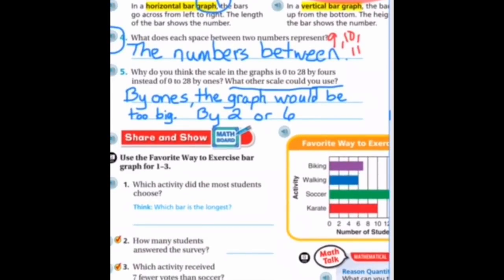All right, guys, that's it for me. Go ahead and do share and show section, questions 1 through 3, using this bar graph right here. That's a horizontal bar graph. After you do those 3, please show me your answers. I'll check, make sure you're on the right track, and then you can start working on your assignment.